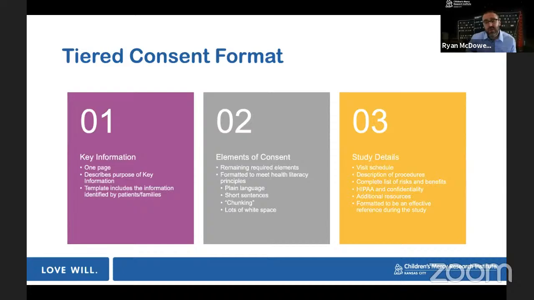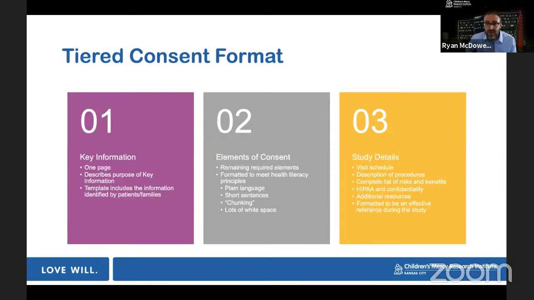And the third tier is really the details that go beyond the regulatory required information: the detailed visit schedule and description of all the procedures, not just the summaries, the detailed risks, not just the summaries of risks and things. HIPAA and the confidentiality section we currently have in that third tier.